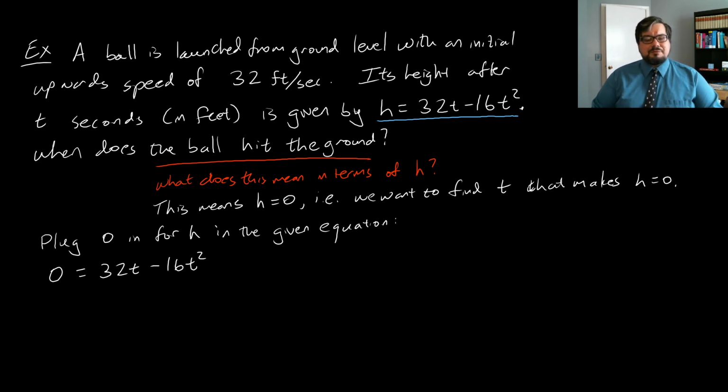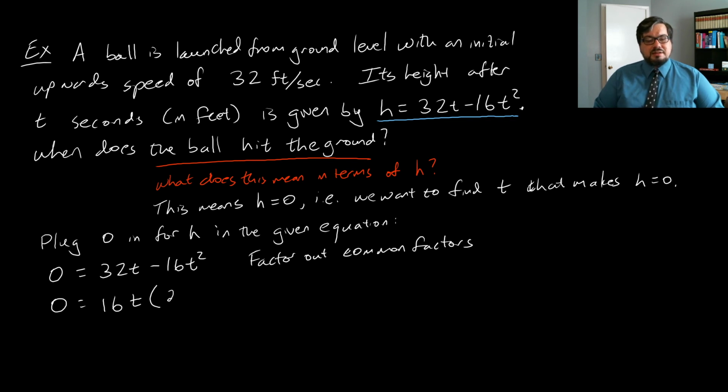Because we've got different powers of t, we can't directly solve for t. We're going to have to use the zero factor theorem somehow. But we can factor the right-hand side by factoring out common factors. So we ask what factors are in common between the two terms here, the 32t and the negative 16t squared. Well, we can certainly factor out a 16, and we can certainly factor out a t. And if we do that, we leave a 2 minus t behind.